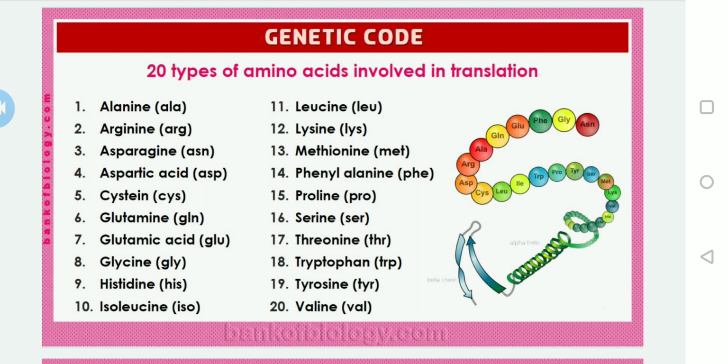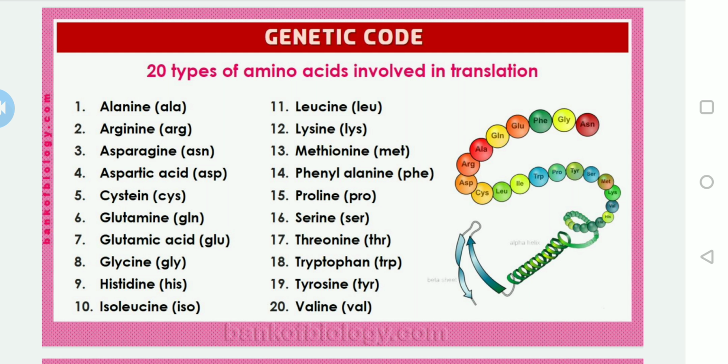So what are those 20 types of amino acids involved in translation in prokaryotes as well as eukaryotes? Let us discuss them. These are all the amino acids which are important for competitive exams. On the right side, they have given combinations of different amino acids, but whatever they are, they are all combinations of 20 amino acids.